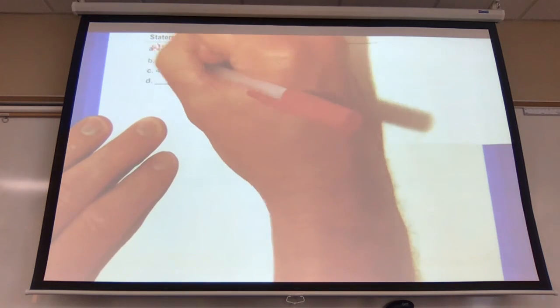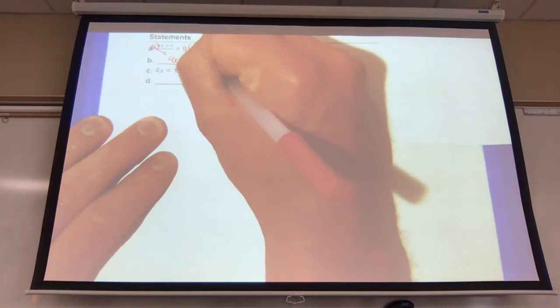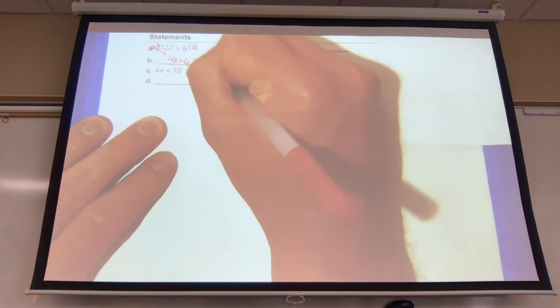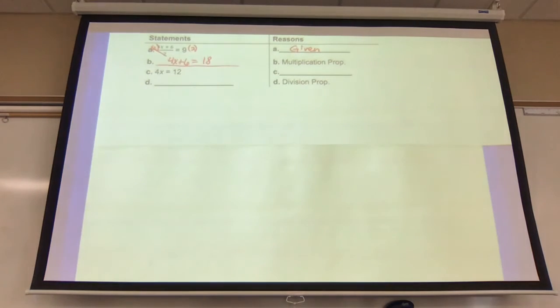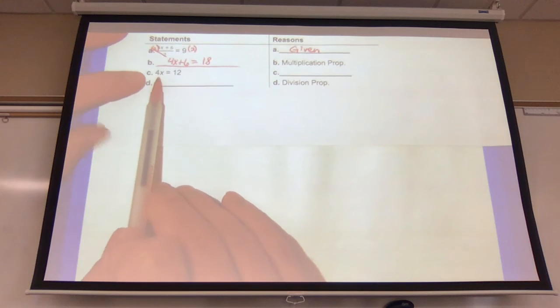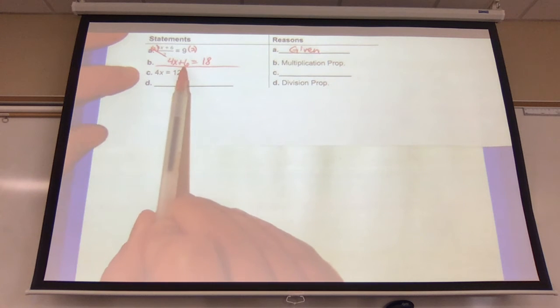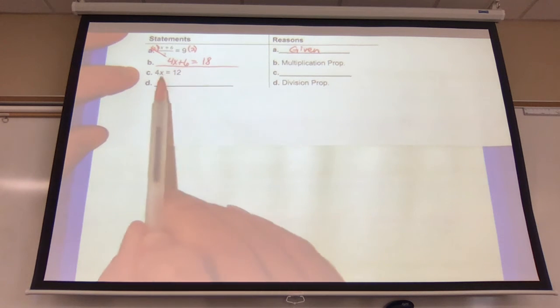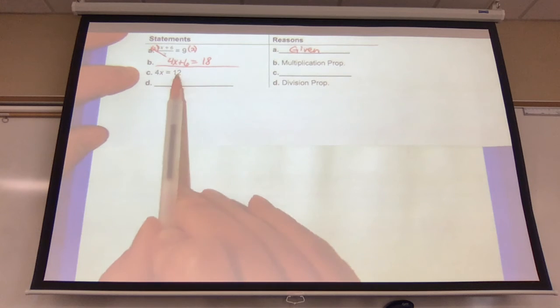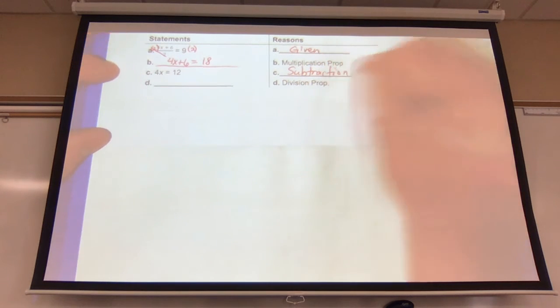If you multiply, go ahead and do it here. If you multiply this side by 2, the 2's cancel out, leaves you 4x plus 6. If I multiply the right-hand side by 2, 9 times 2 is 18. Then, from step B to step C, 4x plus 6 becomes just 4x. The 18 becomes 12. We got from B to C by subtracting 6 from both sides. When you subtract 6, it disappears on the left. You subtract 6 here, you get 12. Subtraction property allows us to subtract 6 from both sides.